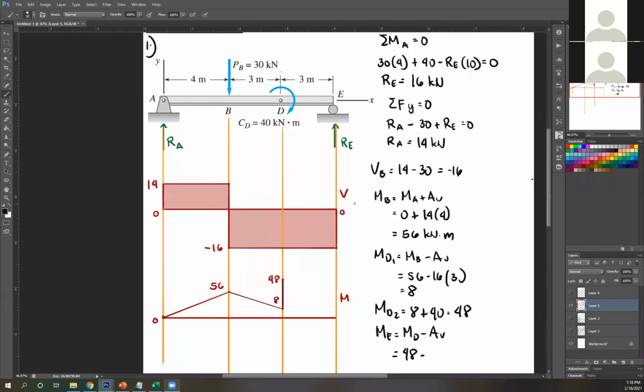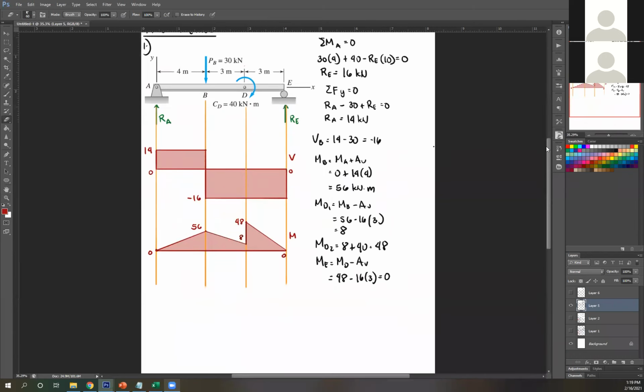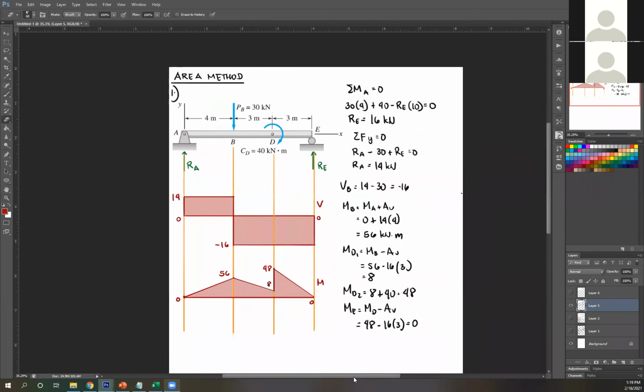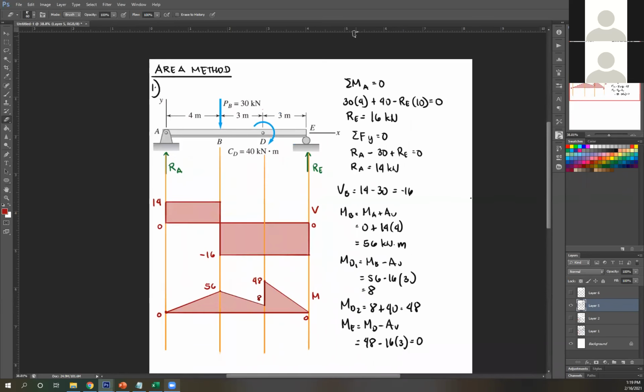So 48 minus area of that, which is just a rectangle, so that's just 16 times length 3. So 48 minus 16 times 3, you get 0. So that means I did things correctly. I'm ending at 0. Okay? That's it. There. That's your shear force diagram and moment diagram. Any questions for number 1? None? Okay. To understand number 1, please answer yes or no.